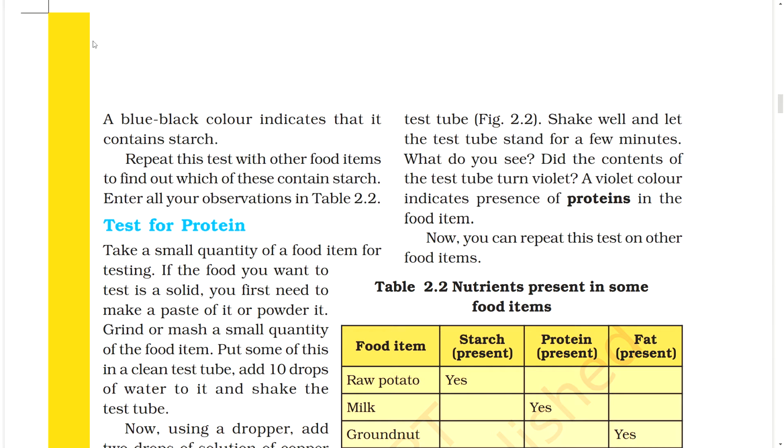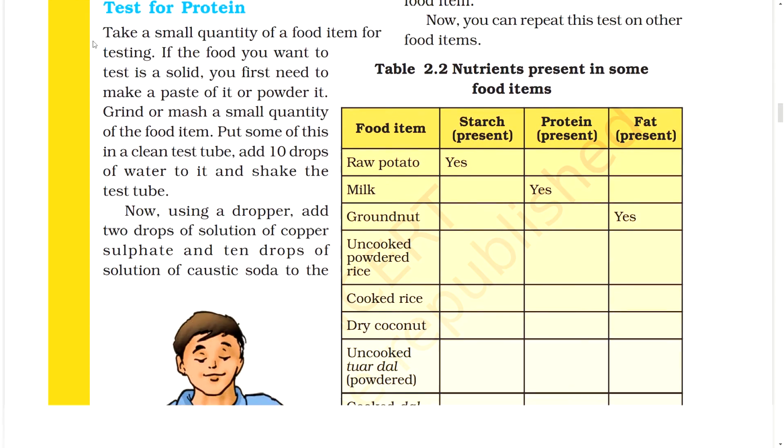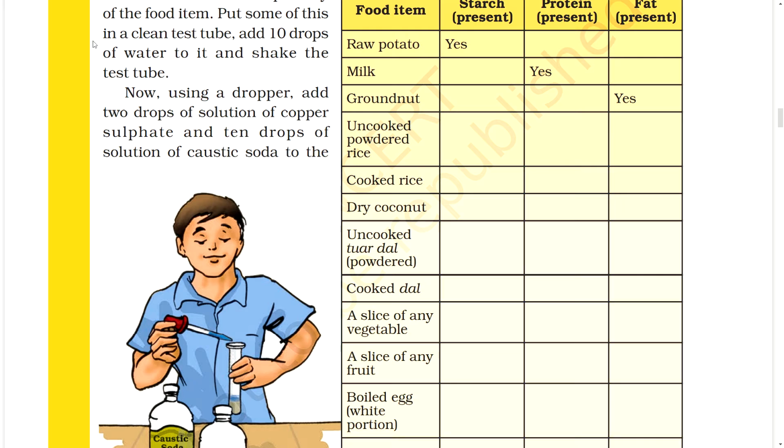Test for protein. Take a small quantity of a food item for testing. If the food you want to test is a solid, you first need to make a paste of it or powder it. Grind or mash a small quantity of the food item. Put some of this in a clean test tube. Add 10 drops of water to it and shake the test tube. Now, using a dropper, add 2 drops of solution of copper sulphate and 10 drops of solution of caustic soda to the test tube.